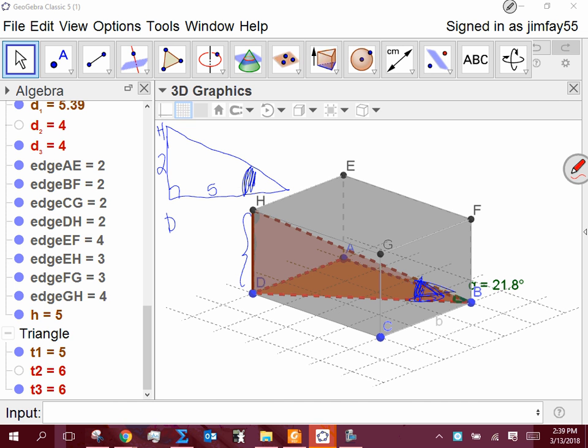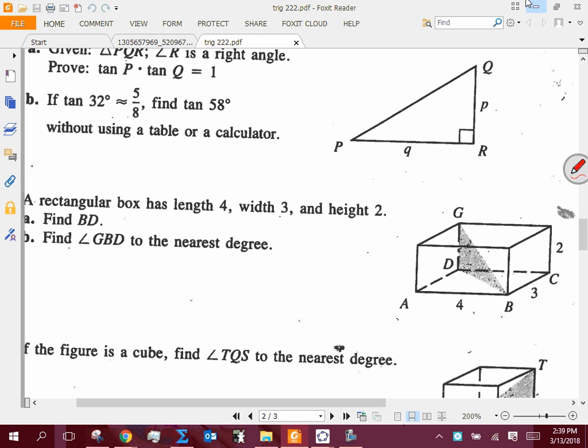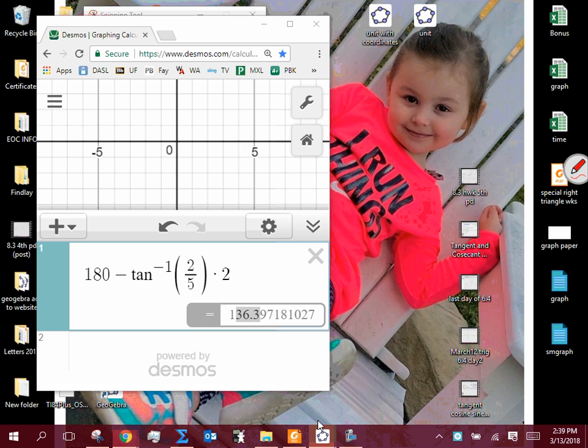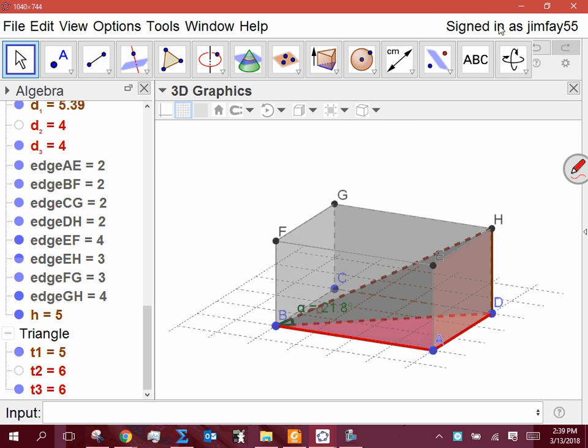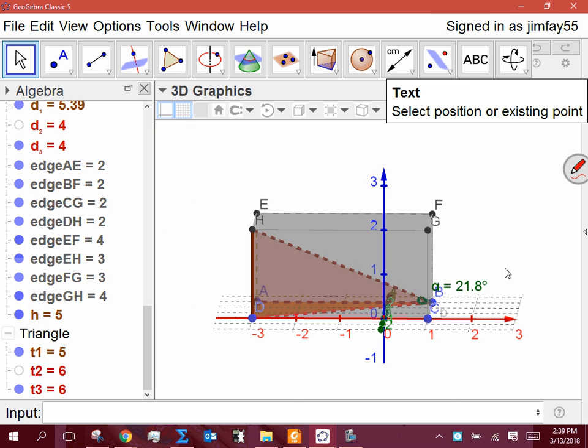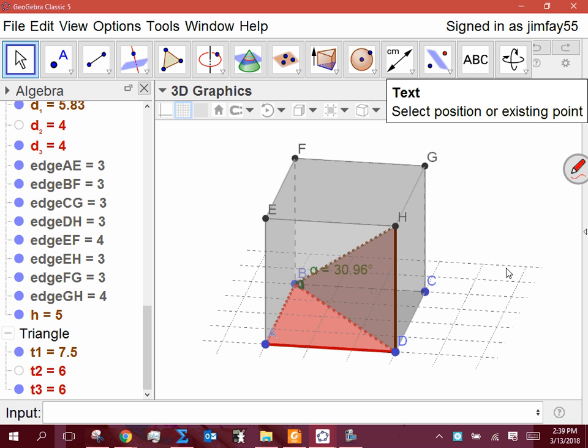Okay. The next question changes things. It's no longer 3, 4, 5. They use the word cube. What's a cube? It's a 3D shape. It's a prism. But what is unique about it? All its side lengths are the same. Okay, there's a cube right there, right?